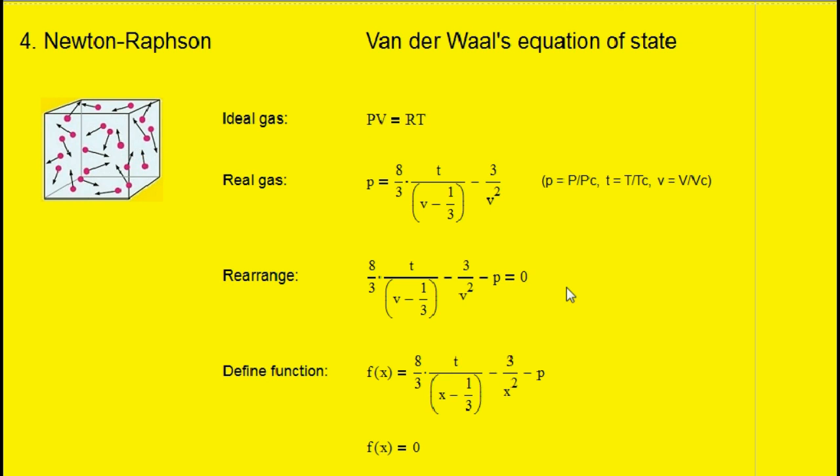So we'll define function f of x as here, where, as before, for consistency of notation, we'll use x in place of V for the parameter we iterate on as we try to find the value that makes f of x equal 0.